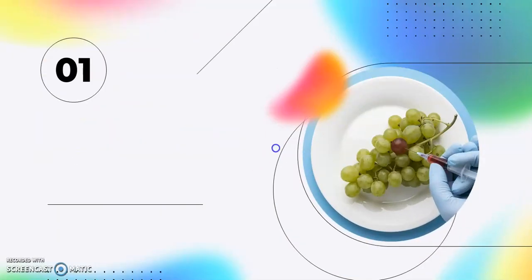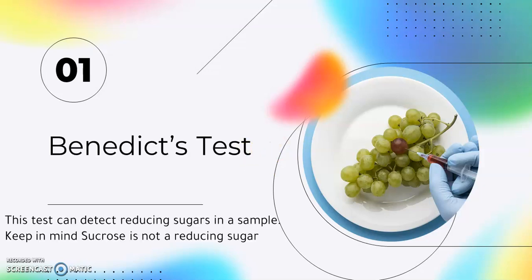First of all, the Benedict test. The Benedict test can detect reducing sugars in a sample. If you are given a food sample and you are in doubt whether it contains reducing sugars or not.